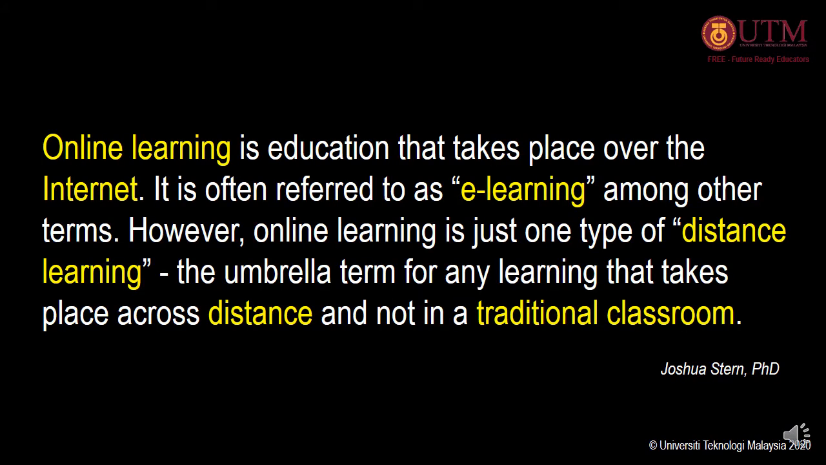Before we discuss further, let's define what is online learning. Online learning is defined as learning that takes place over the internet. Some call it e-learning, which is one type of distance learning. Distance learning is a big term that defines any learning that takes place across the distance, which is not in a traditional classroom. Therefore, online learning is distance learning using internet, whereas face-to-face learning is in a traditional classroom setup.